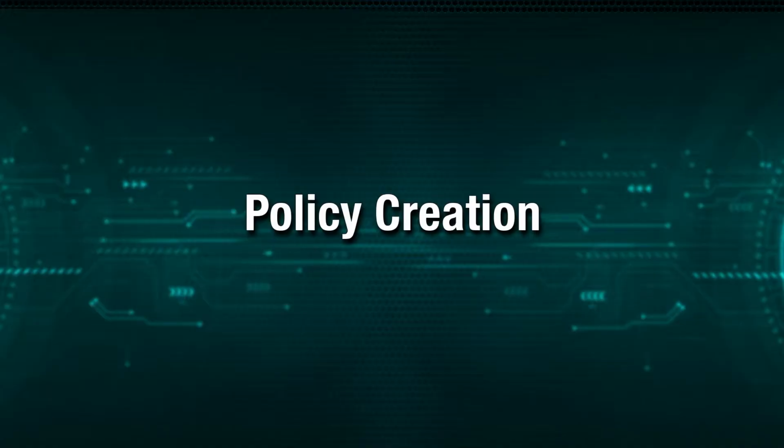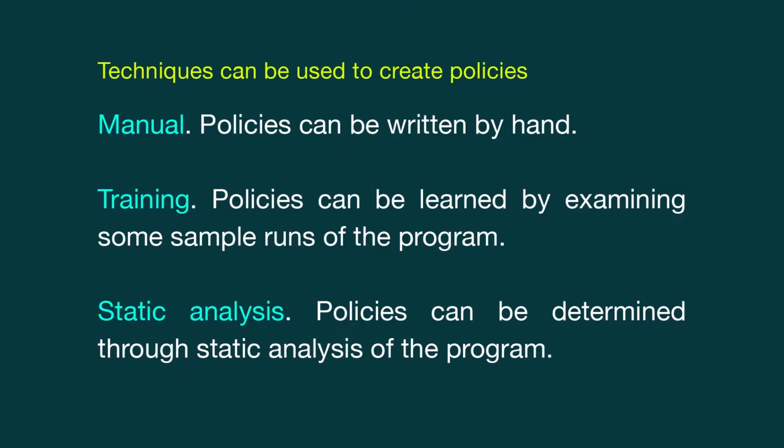Policy creation. System call policies are meant to capture the normal legitimate behavior of a program. In practice, three techniques can be used to create policies, such as manual, training, and static analysis. Manual: policies can be written by hand. In the training technique, policies can be learned by examining some sample runs of the program. In the static analysis method, policies can be determined through static analysis of the program.